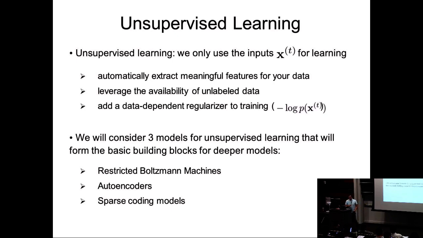So we will consider 3 models for unsupervised learning, and these will form the basic blocks for a lot of deep learning models. Today, we're going to look at restricted Boltzmann machines, and Boltzmann machines and undirected graphical models in general.